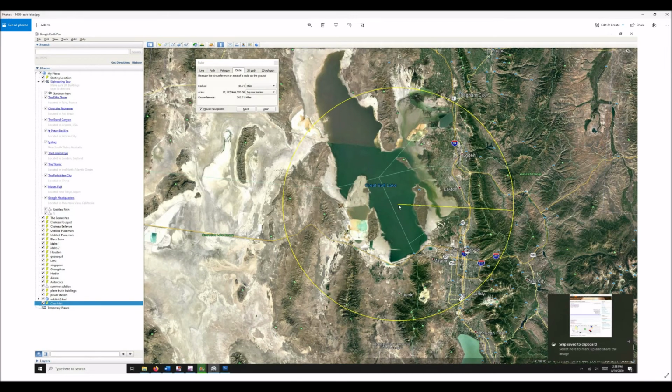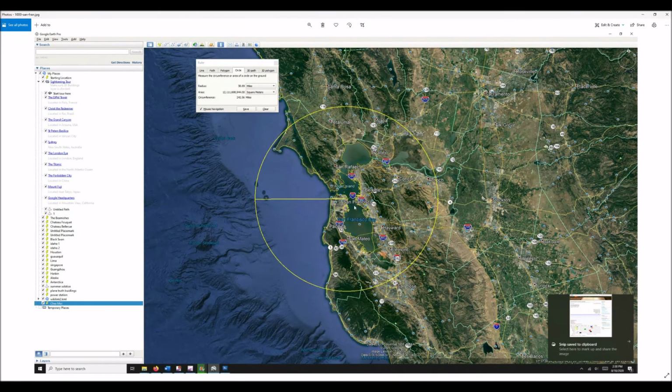Here's your 1,000-foot skyscraper in the middle of the Great Salt Lake. The yellow circle would be the distance to the horizon. And here it is centered on the Salesforce Tower in San Francisco, so you'd be able to see pretty much all of the greater Bay Area.